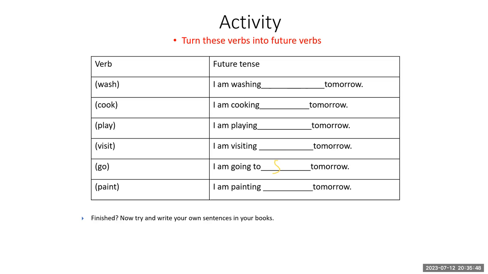Teacher. Okay, do it. I am washing the garage tomorrow. I am cooking the turkey. ¿Cómo se dice? Pavo. Turkey. Okay. I am playing tennis tomorrow. I am visiting the grandmother tomorrow. I am going to the mall tomorrow.